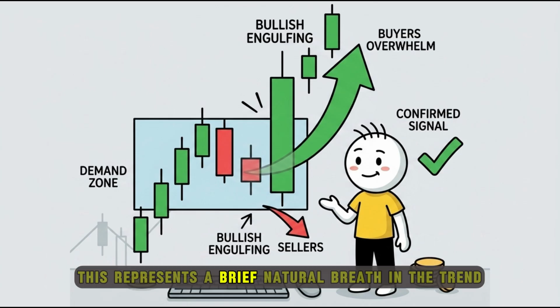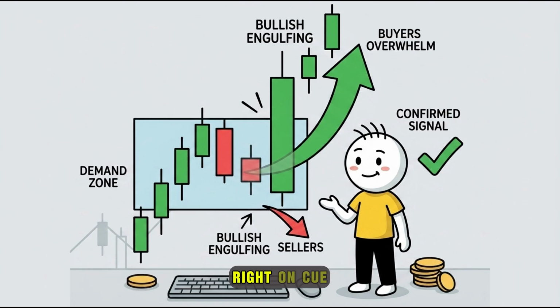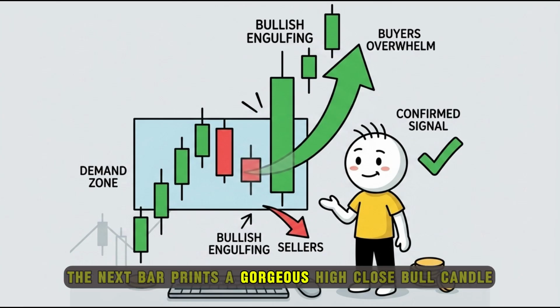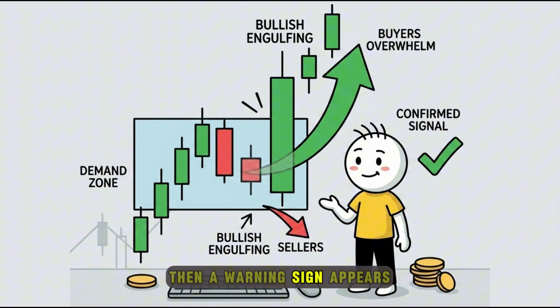This represents a brief, natural breath in the trend, a temporary pause, but nothing structurally threatening. Right on cue, the next bar prints a gorgeous high-close bull candle, perfectly aligning with our macro bias as the trend resumes its upward march. Then a warning sign appears. A low close range candle.